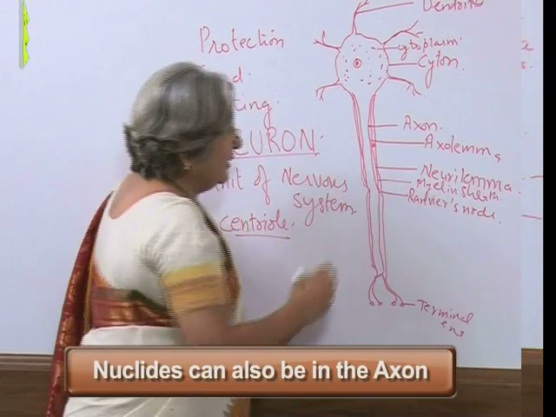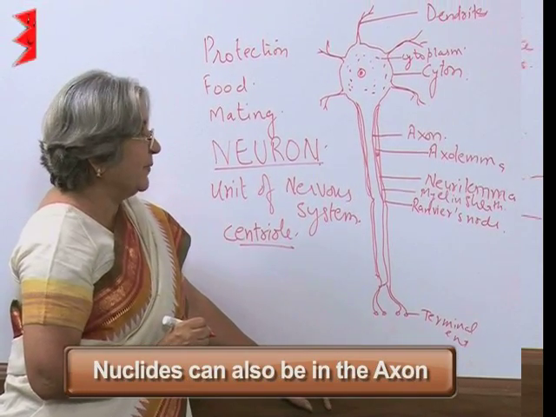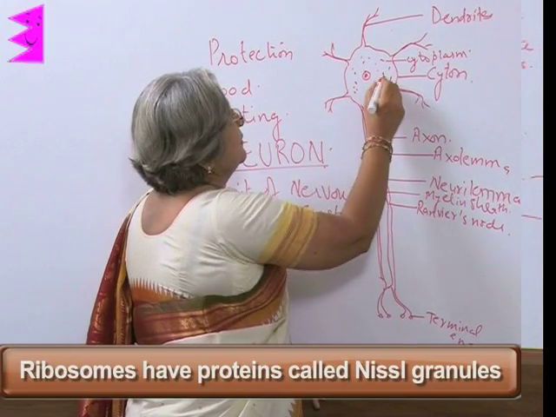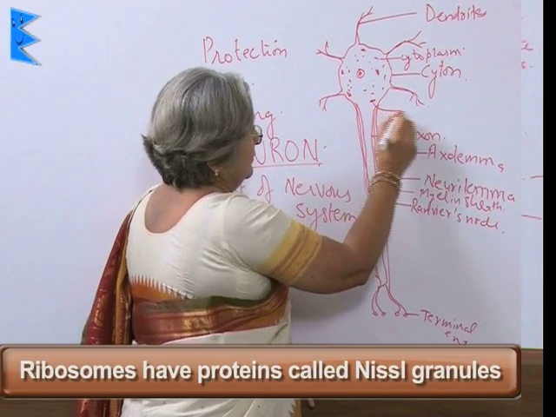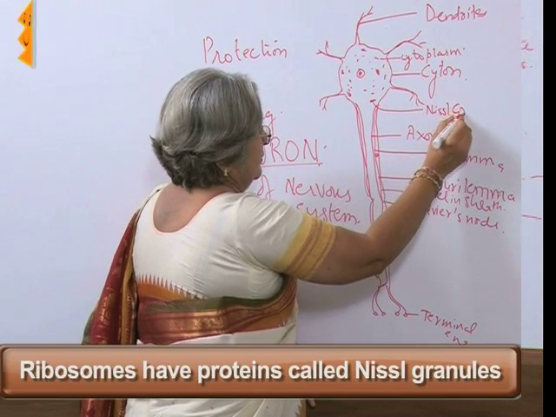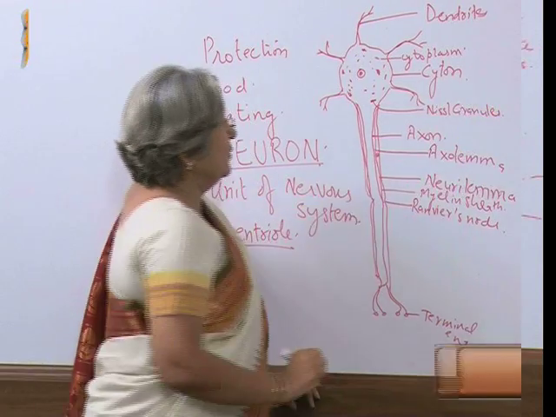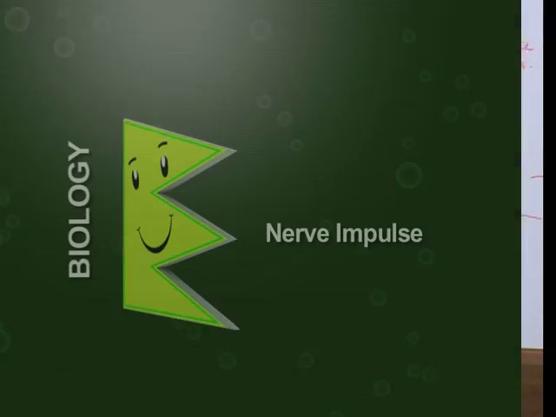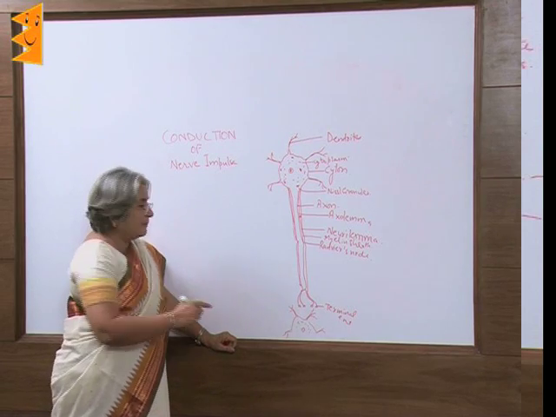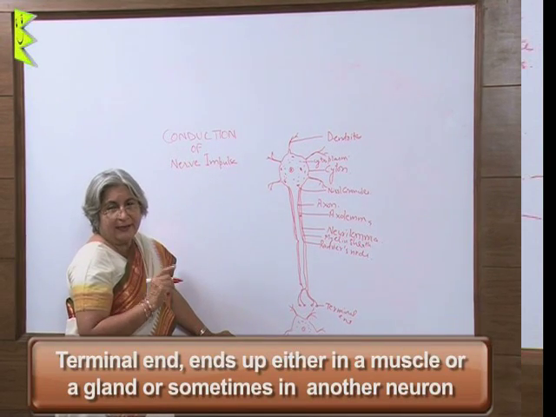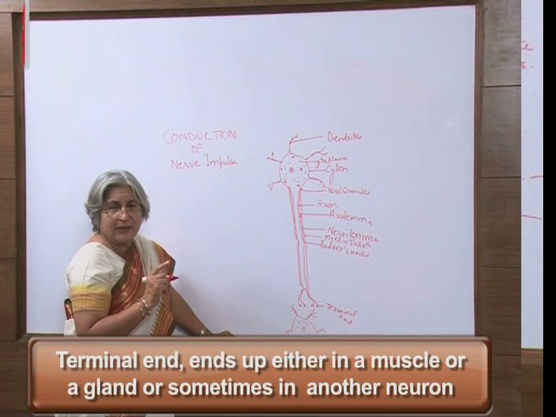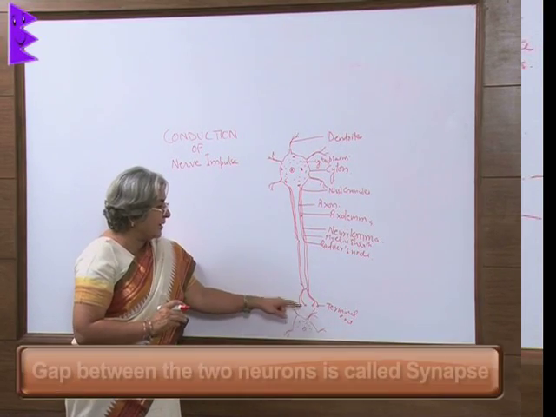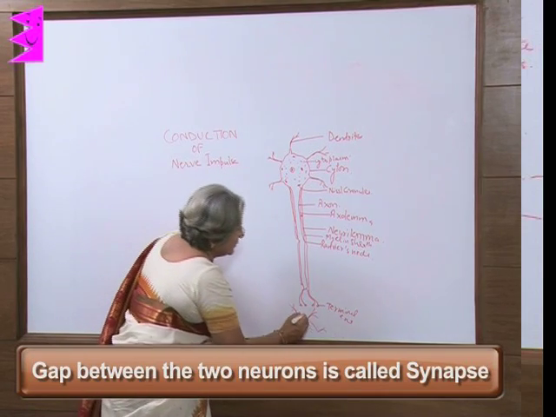There are nuclei even in the axon, right? Now, here there are ribosomes which have proteins called Nissl granules. So, the impulse, or you can say the stimuli, is picked up by the dendrite. Now, coming back to the terminal end, it ends up either in a muscle or a gland, or also sometimes it is close to another neuron, because neurons form a network. Now, this gap between the two neurons is called synapse.